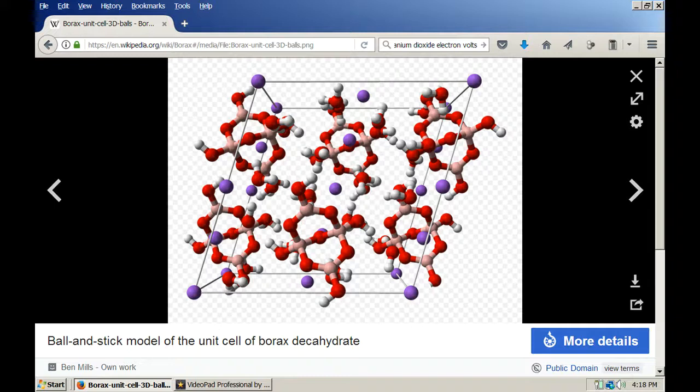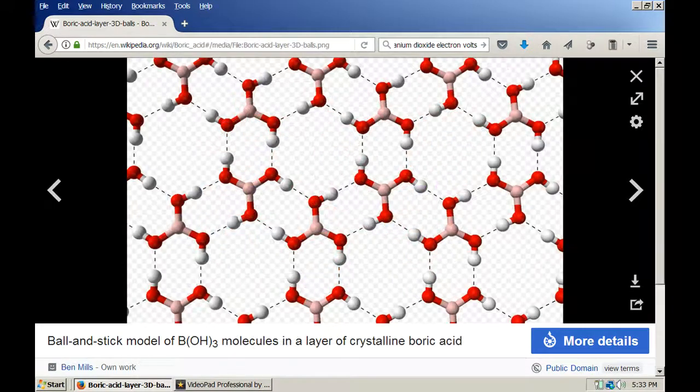And now what's holding that whole molecule together right there? If you look at it closely, you'll see that it's the sodium, and that's the little purple dots in there. So now if we take out that sodium, what happens to the borax molecule? It all breaks down into six groups of boric acid molecules that are bound together.